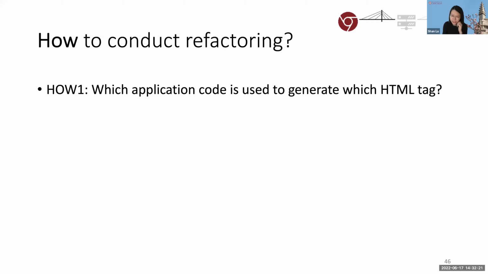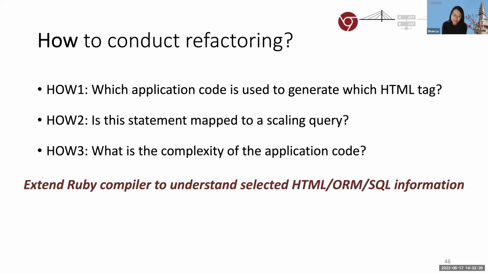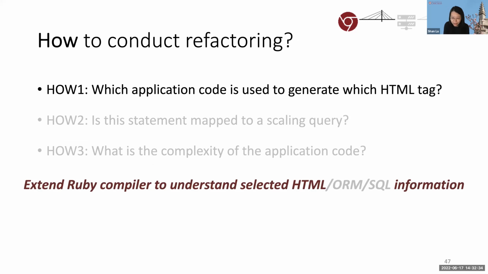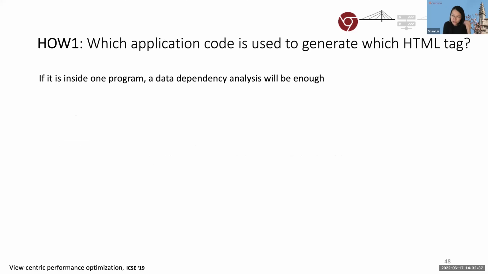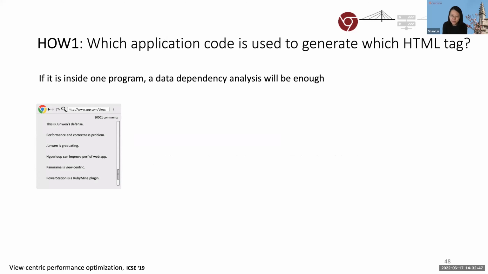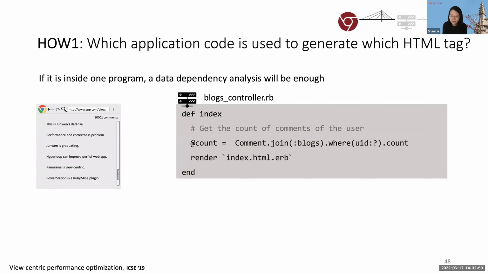First of all, how do we know which application code to use to generate which HTML tag? This one turns out to be a relatively easy extension for the Ruby compiler. So to know what code is used to generate what data, if this was just within, say, Ruby, this can already be easily done, because we can just use a program dependency graph. Like in this example, if I want to know how count is generated, I just need to look at the program dependency graph, and I know that it's generated by join.